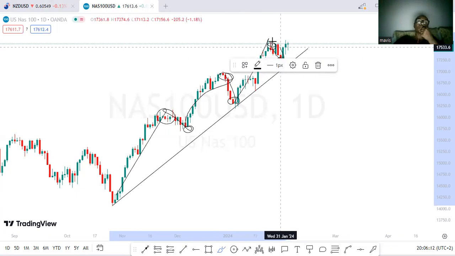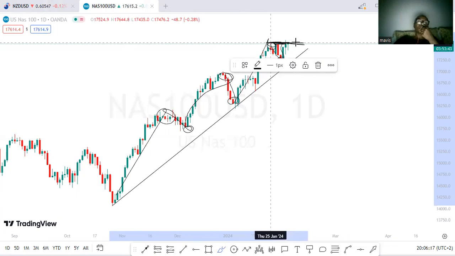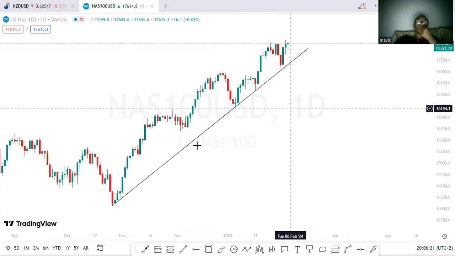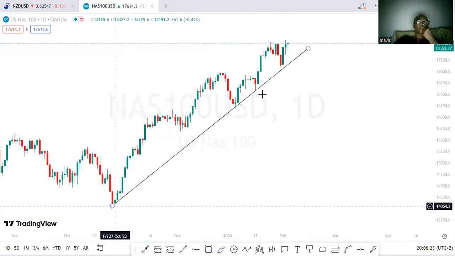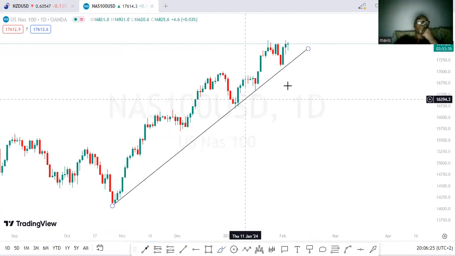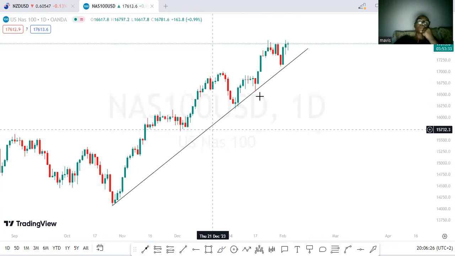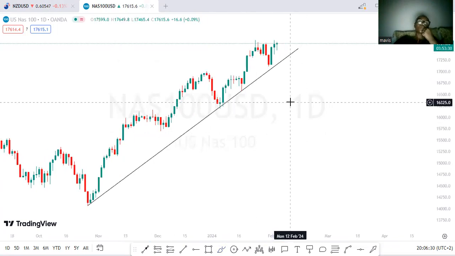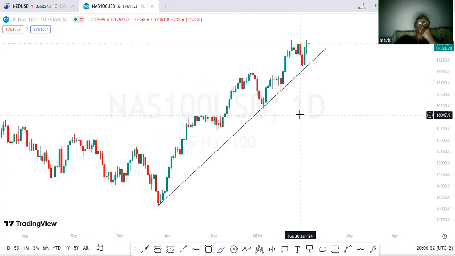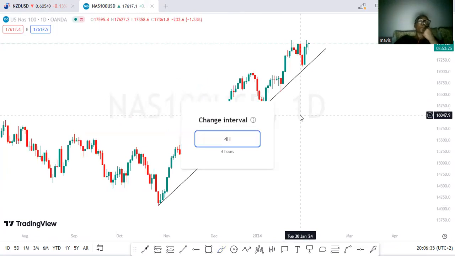Now it's currently playing around this level here on our previous higher high, and the price is reacting there, right? So seeing our market structure, you can see clear first touch, second touch, third touch, guys. This is a clean uptrend structure. Nothing much on the daily time frame, so I'm just gonna jump onto the 4-hour time frame, guys.